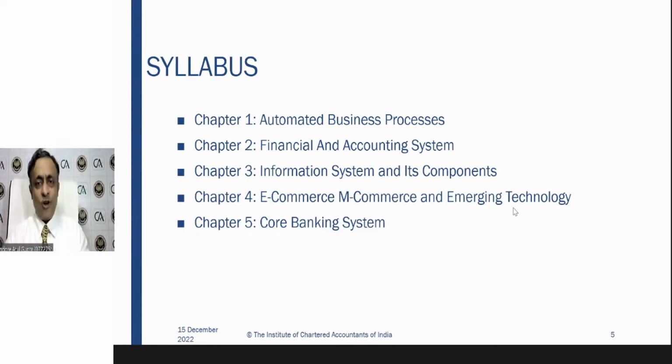So let us talk about the chapters. The first chapter is automated business process. It is going to talk about the process of automation, business process automation as an activity. Then you have financial and accounting system. We'll be talking about ERP, integrated and non-integrated systems, and related control parameters. Then information systems and its components. If you talk of a system, it is going to have its components. So what components does an information system have? Database and all those things.